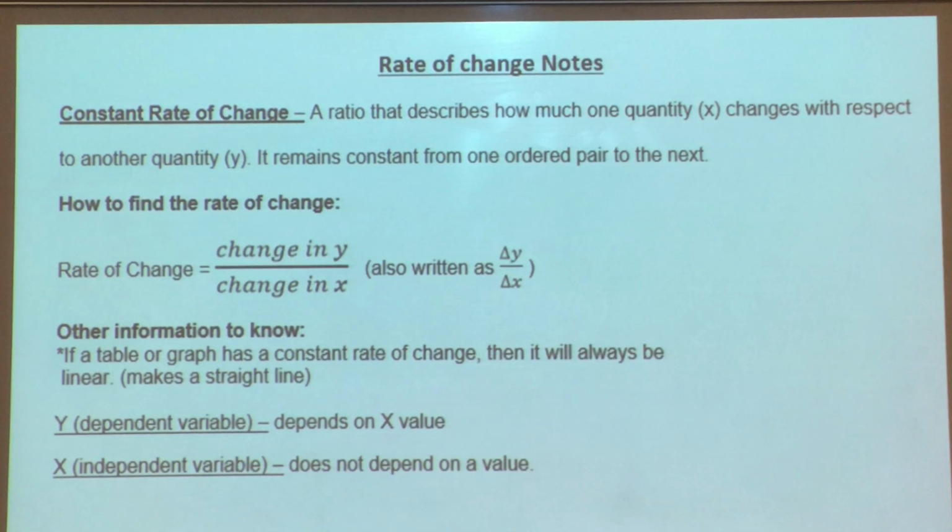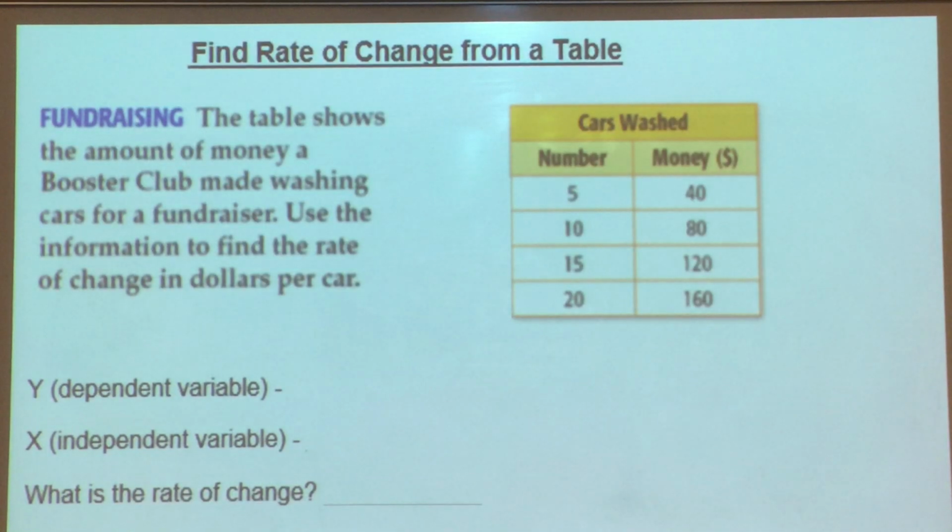Other information you need to know is listed here. Any situation that has a constant rate of change is going to be linear. It's going to graph a line. Your y variable depends on x. And you're going to see exactly what that means as we jump into this word problem. But x does not depend on a value. X is independent. And you'll see what that means even in this first example right here.